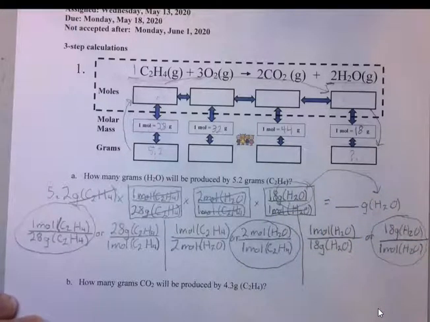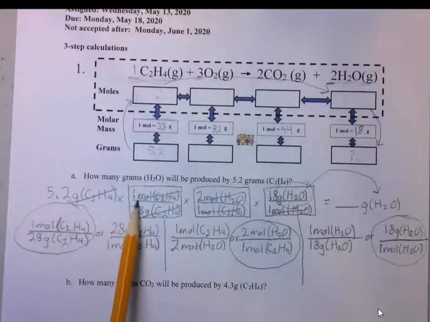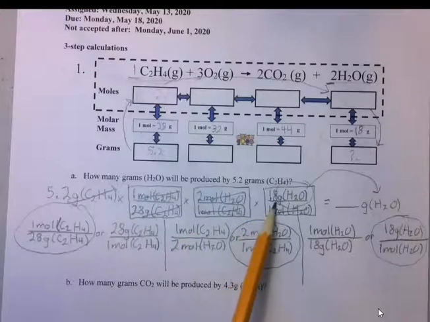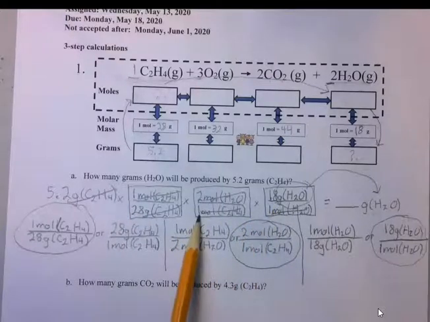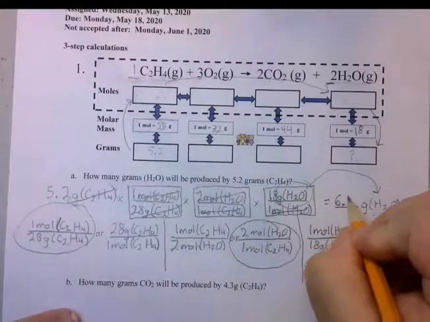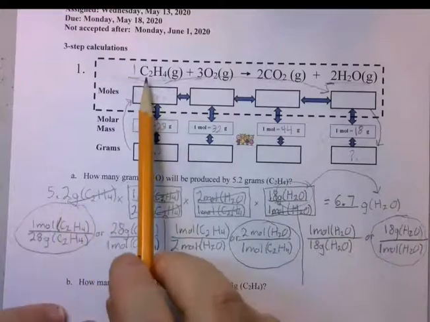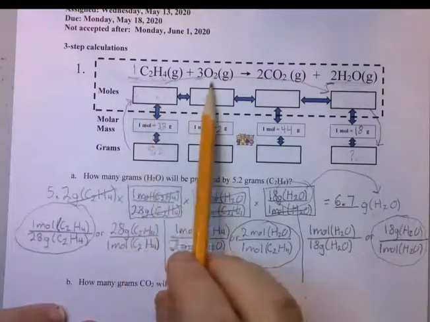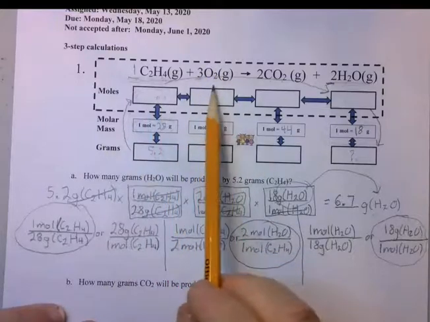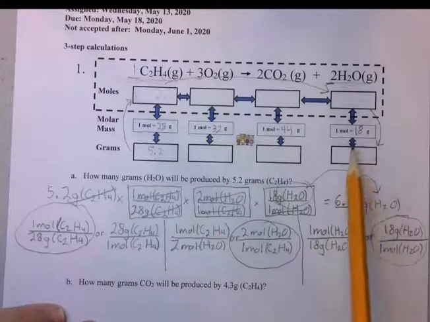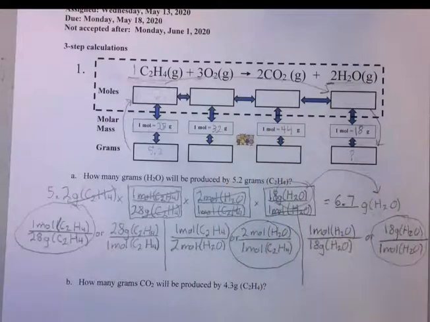So that means we have all the numbers lined up properly. So now what you're going to do is say 5.2 times 1 times 2 times 18 divided by 1 divided by 1 divided by 28, and that will be your final answer. And that gives us a number of 6.7 grams. So if you ran a reaction with 5.2 grams of ethylene, C2H4, and enough oxygen so that you didn't run out of oxygen, that's important, you'll end up with 6.7 grams of water from that reaction.